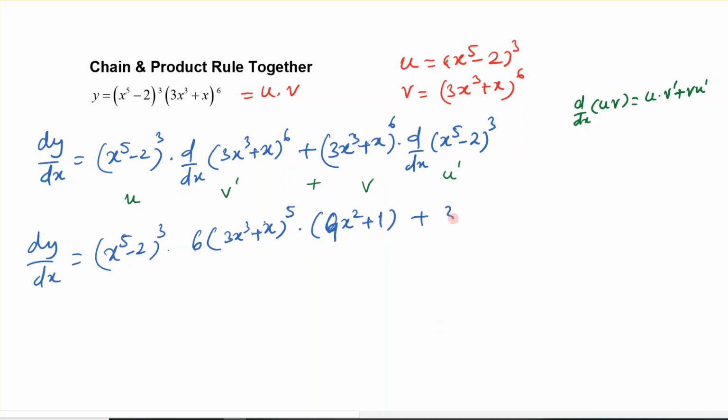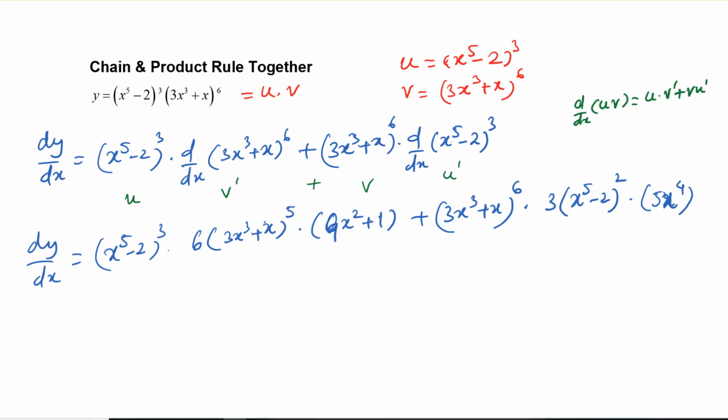Similarly, then we have (3x cubed plus x) whole thing raised to power 6 times derivative of this. So something raised to power 3. So bring the power down, and that's something raised to power 2, and multiplied by the derivative of something. So that is 5x raised to power 4. So now we are done with our calculus part. So we are done with taking the derivative.